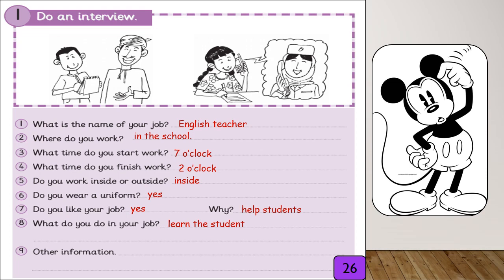Do you work inside or outside? Inside. It means inside a place, inside school, inside the hospital, and so on. Do you wear a uniform? Yes. Do you like your job? Yes. Why? Because it helps students. What do you do in your job? Teach the students. Other information, any other information you like.